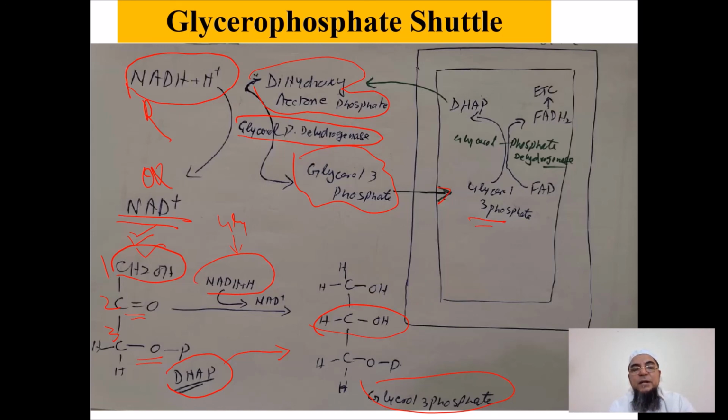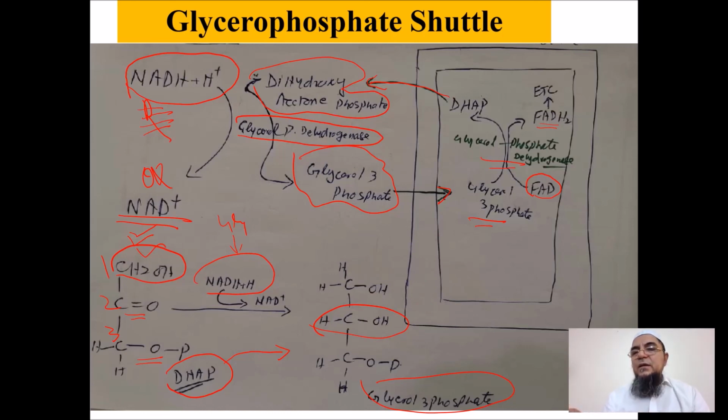So what will happen here? Now there is another trick. The outside donor in the cytoplasm is NAD. But this is the problem of this glycerophosphate shuttle, that its inside acceptor is FAD. So this FAD will come and take 2 hydrogen from this glycerol 3-phosphate and be converted into FADH2, and then glycerol 3-phosphate will convert into dihydroxyacetone phosphate, and then it will come back and be ready for the next cycle. The same enzyme, glycerol phosphate dehydrogenase, is here on the cytoplasm.